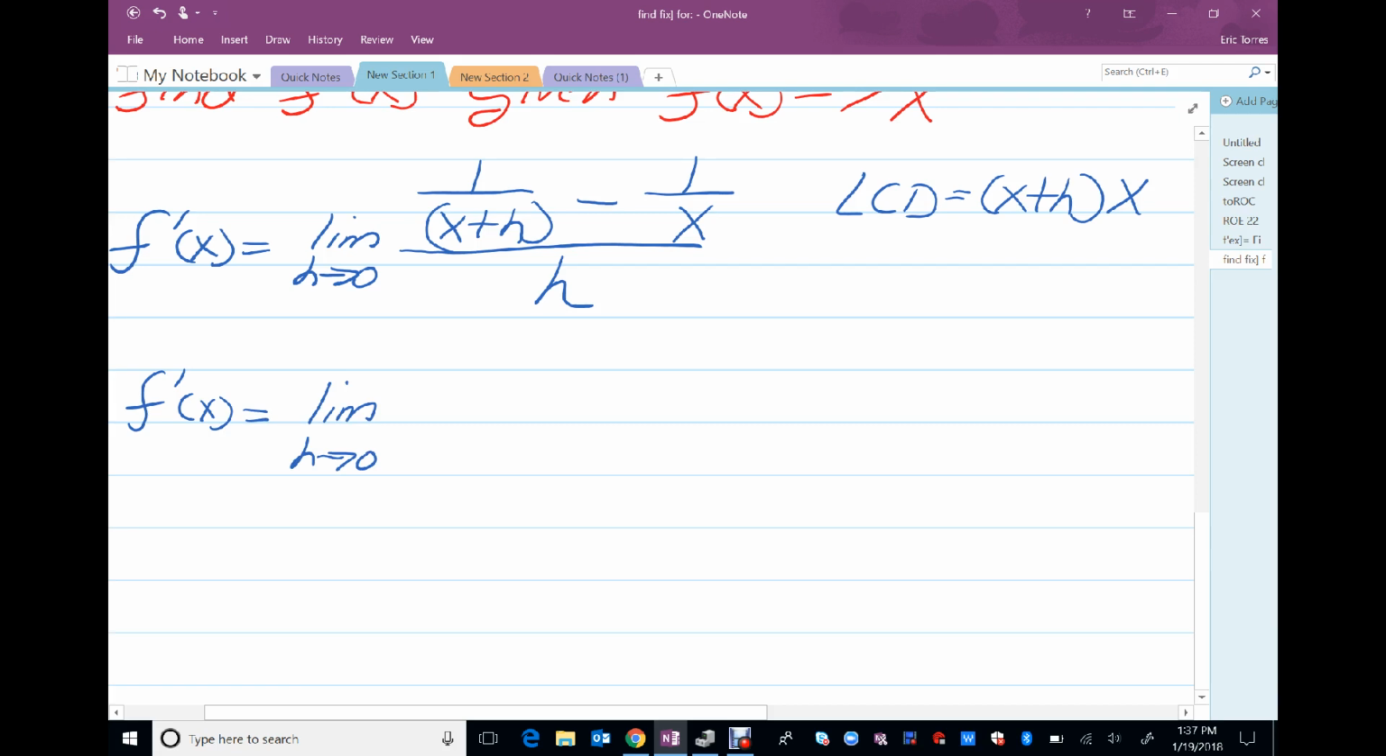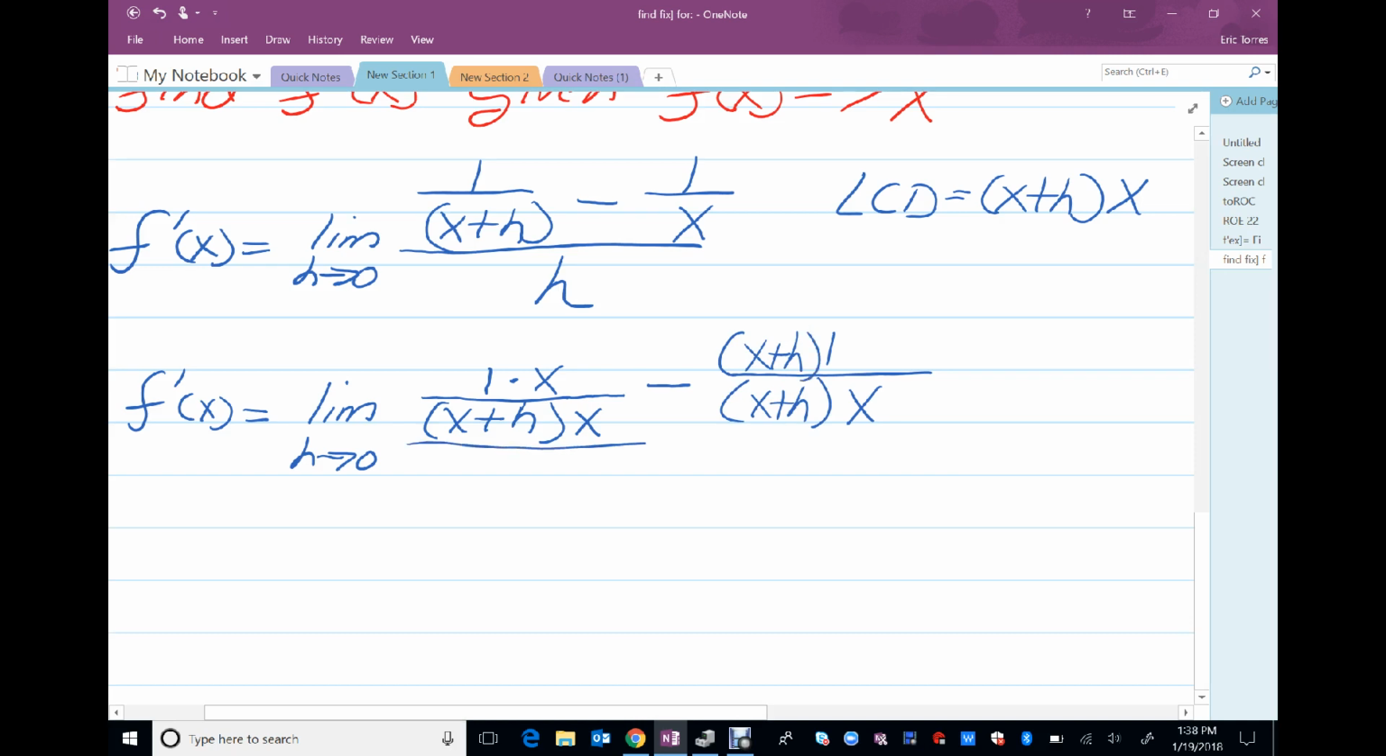First fraction, 1 over x plus h. I get the x by multiplying the top and bottom by the same thing, and now I have the LCD. Minus 1 over x. Again, whatever I do to the bottom with the fraction, I must also multiply to the top. So to get the LCD, I need to multiply by x plus h, and I will do that on the top as well. Still both fractions over h.